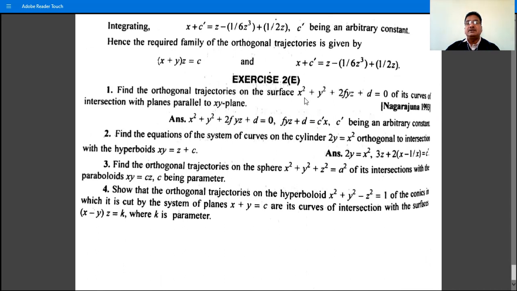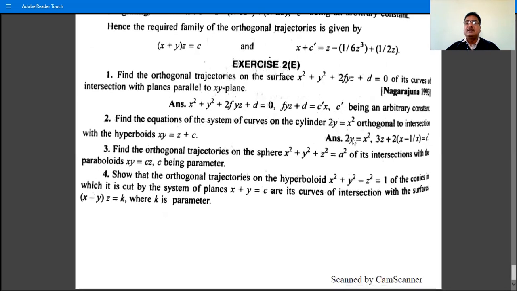Find the orthogonal trajectory on the surface x square plus y square plus 2fyz plus d is equal to 0. Again the same problem, of its curves of intersection with planes parallel to the xy plane. So if the plane is parallel to the xy plane, then its equation is z is equal to constant, z is equal to c. That is, take z is equal to c as the equation of the curve and find the answer. We have this answer.